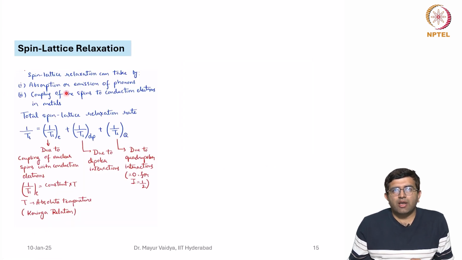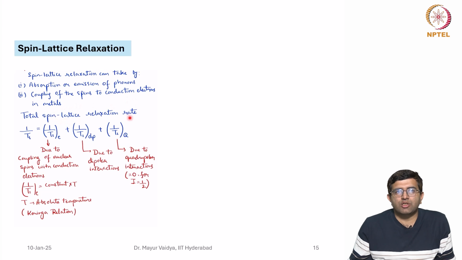The spin lattice relaxation can take place by either the absorption or emission of phonons, or by coupling of spins to the conduction electrons in metals. The total spin lattice relaxation rate is given by 1 by T1 is equal to 1 by T1 E plus 1 by T1 dP plus 1 by T1 Q. The first is due to the coupling of nuclear spins with the conduction electrons, that is why the subscript E is there. This is often represented as a constant into T, where T is the absolute temperature. This is known as the Korringa relation.